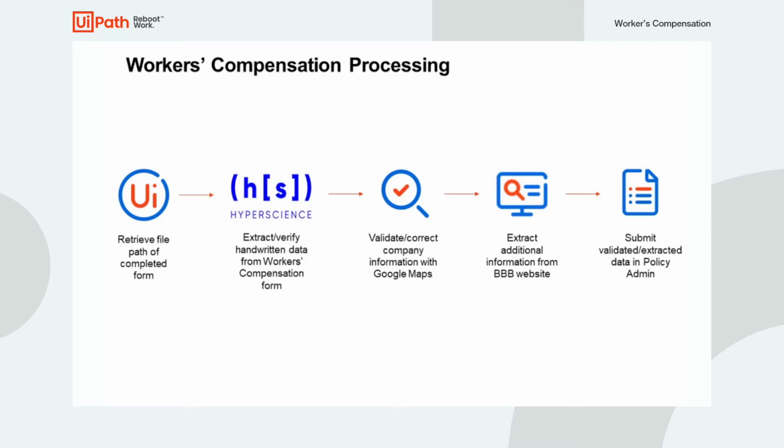Once the data has been extracted and manually approved by a human user, our robot will validate and correct company information with Google Maps, as well as extract additional company information from the Better Business Bureau website. As a final step, the robot will create a new business submission in the policy admin with all of our gathered data.